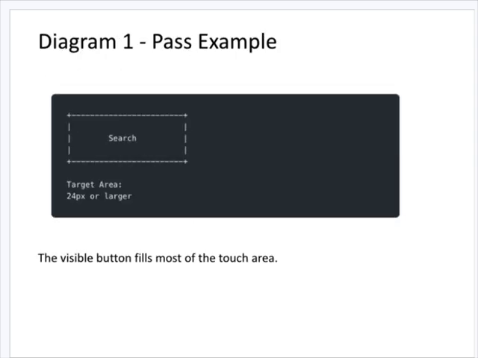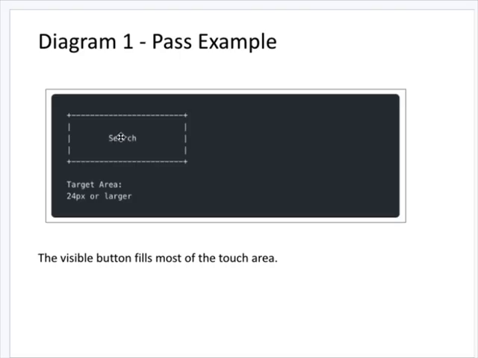Example 1, which is a passing example. For example, you have this search button, which seems smaller, but the target area is more than 24 pixel by 24 pixel, then it passes because not only can you tap on the search text, but you can tap anywhere in the given area, which is shown here in this image. So this area is larger than 24 by 24 pixels. So this is a passing example because you can touch anywhere around this search text to tap or to activate this search button.